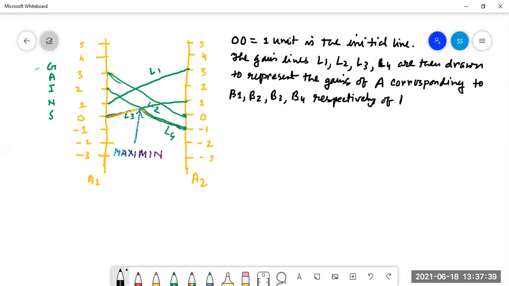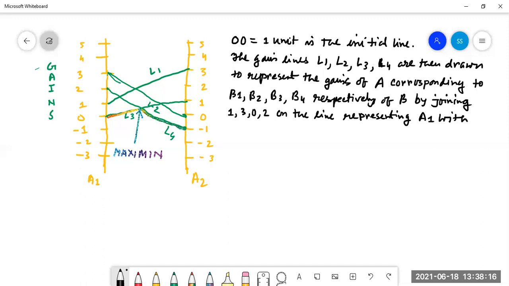of B by joining 1 3 0 2 on the line representing A1 with 3 0 1 minus 1 on the line representing A2.